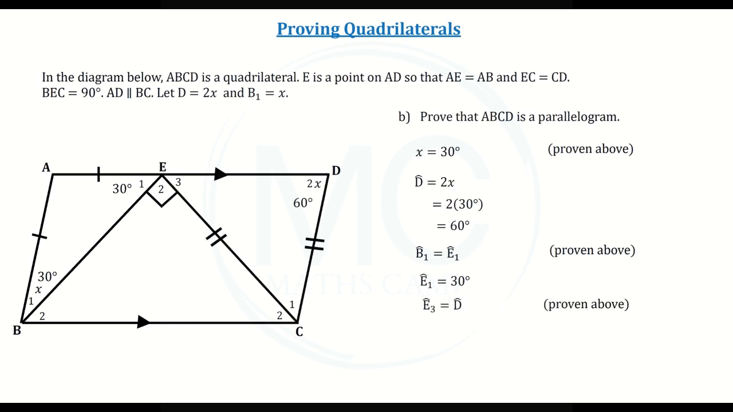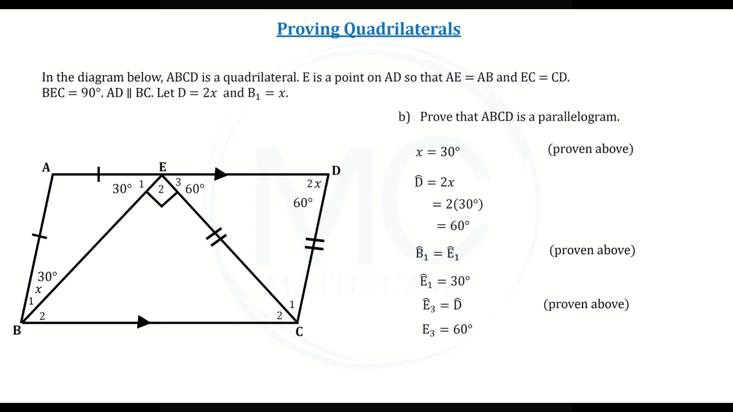We have proven this above as well. D is 60 degrees, which means that angle E3 will be equal to 60 degrees. And we can put this into our diagram up here as well.